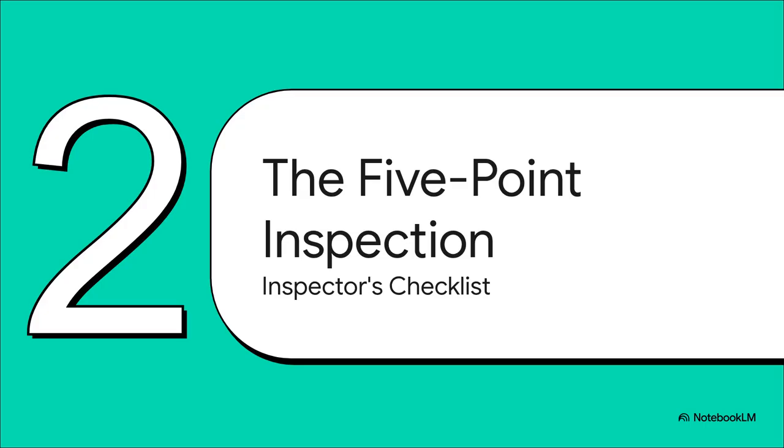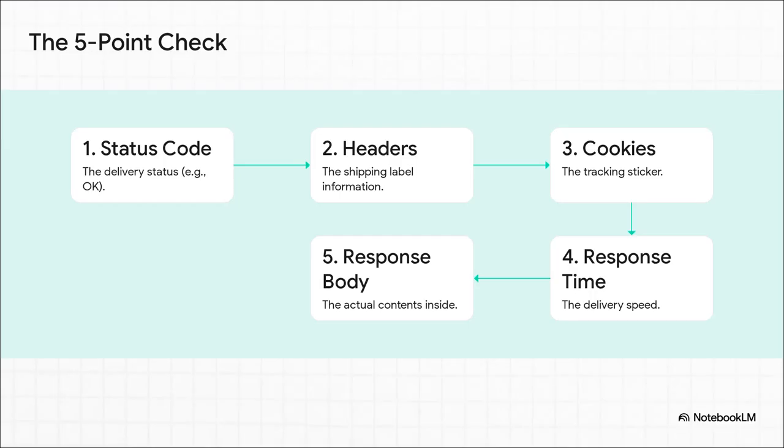And speaking of checklists, every single one of these digital packages goes through a standardized 5-point inspection to make sure it's up to snuff. This structured approach is what makes it all work so well. And here it is, the inspector's official checklist. This is what guides them through the whole inspection. They start on the outside of the package, the delivery status and the shipping label, and then they work their way all the way to the actual contents inside.